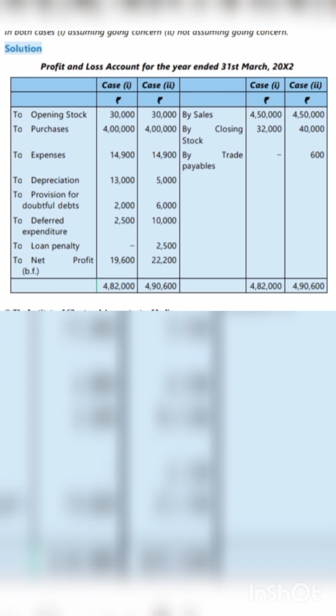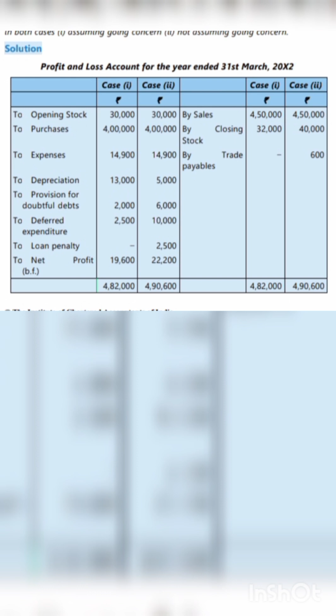Solution: Profit and loss account for the year ended 31st March 2012. We have made this, I will explain how this table has been made. We have columns, the first three columns are for expenses.